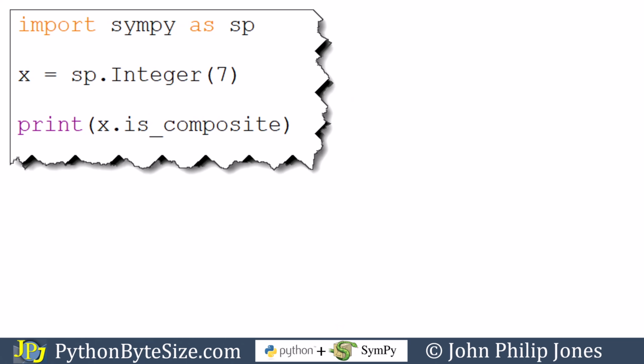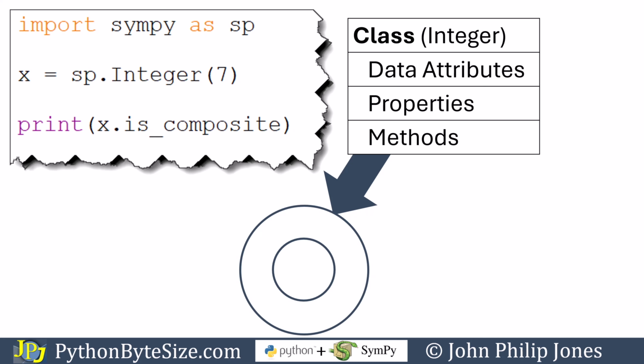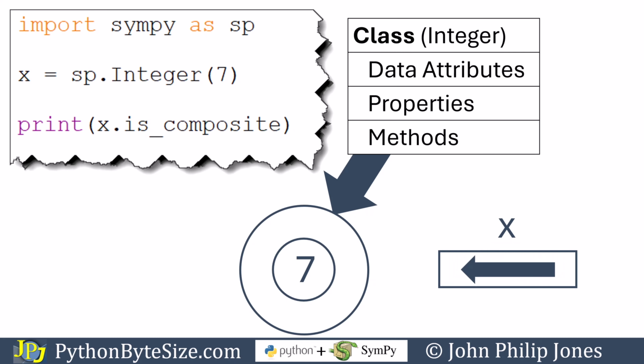This computer program uses the integer class that comes from the SymPy module, and we know it has data attributes, properties, and methods. So when the program runs, we will have created an object of this class, and this object will take up the value of 7. The variable x will hold a pointer to this object, as I'm showing in this schematic diagram now, and this is called the object reference. So there is a link between the x and the 7.